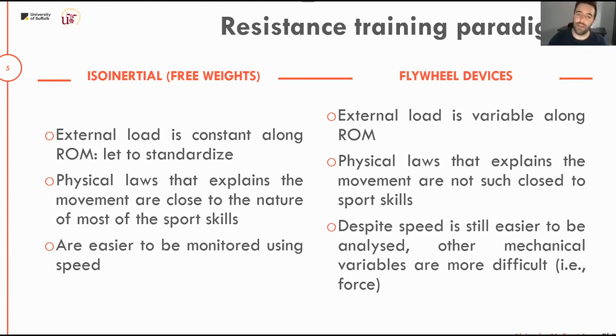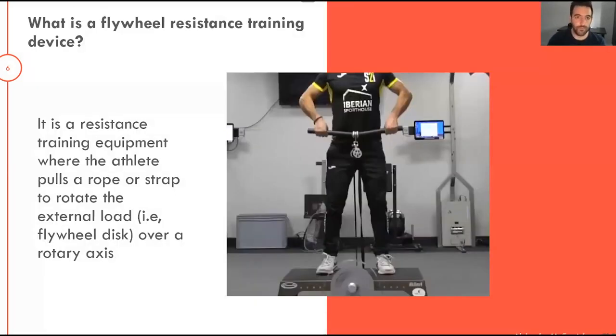It doesn't mean that it hasn't got any kind of utility, but you must be aware of that, because, for example, the way you produce force or speed is not specific to the way it's later going to happen during the real sport and the real movement. For that reason, free weights are easier to be monitored, for example, using speed. And in flywheel devices, despite speed still being easier to analyze, other mechanical variables are more difficult, like force, which cannot be directly computed from speed, for example.